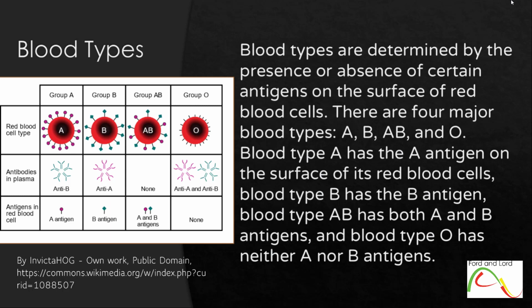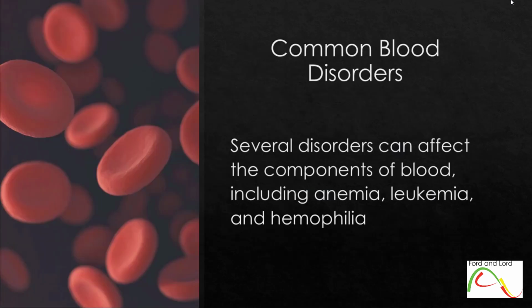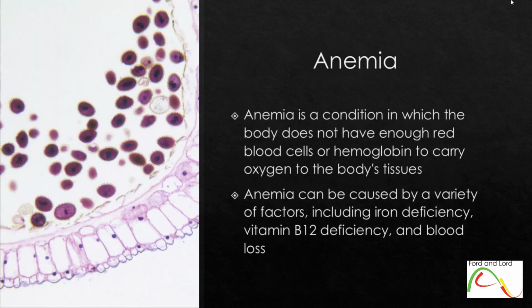Blood disorders. Several disorders can affect the components of blood, including anemia, leukemia, and hemophilia. Anemia. Anemia is a condition in which the body does not have enough red blood cells or hemoglobin to carry oxygen to the body's tissues. Anemia can be caused by a variety of factors, including iron deficiency, vitamin B12 deficiency, and blood loss.